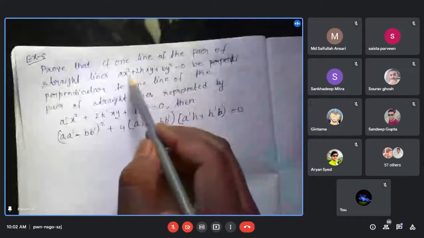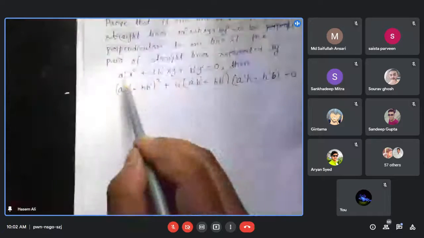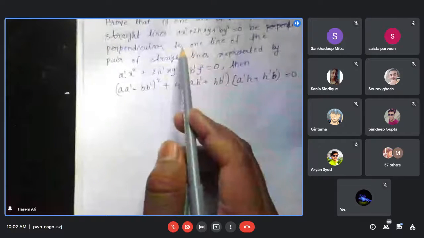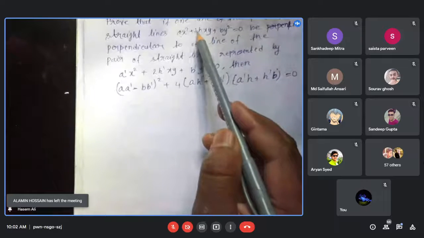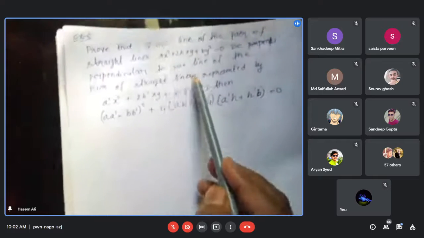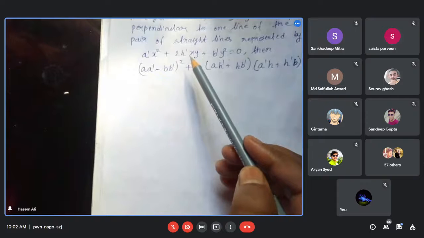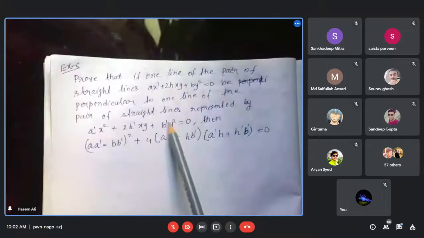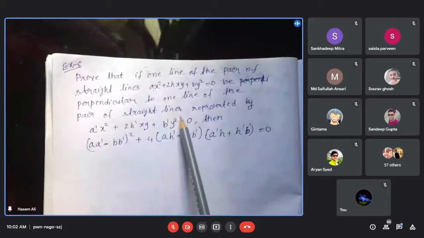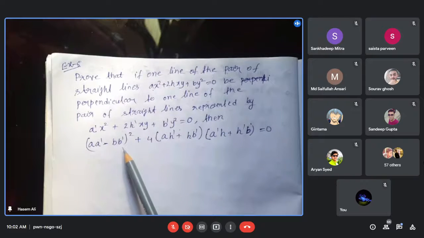If you see this, there are two straight lines and also there are two straight lines. The condition says that one of the straight lines of this pair of straight lines and one of the straight lines of this pair of straight lines are perpendicular. If one of the straight lines of this pair and one of the straight lines of that pair are perpendicular, then this condition holds.